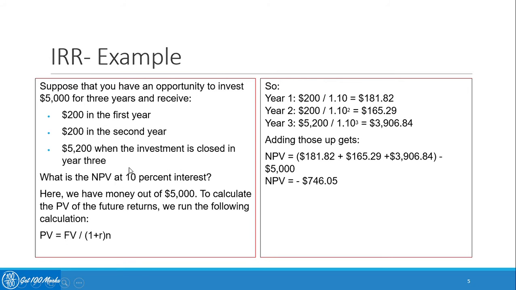Now the question has randomly picked up this IRR. You will understand the reason why. Here we have money out of $5,000. To calculate the PV, we're saying year one, $200 discounted at 10% gives 181.82. $200 discounted for 2 years at the same rate, 165, and then again similarly 5,200 discounted for 3 years at 10% gives you the third value.